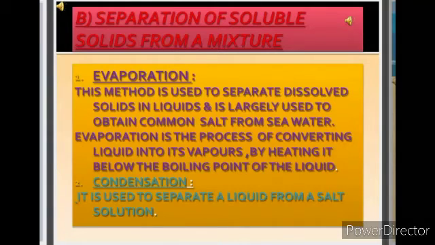So actually what happens in this process is that below the boiling point, if we talk about salt and water, that water is heated below its boiling point so that it converts into vapor, and that vapor settles down on a certain surface placed above it. So in this way salt and water get separated. Next process is condensation. This process is used to separate a liquid from a salt solution. If suppose any liquid is added in a salt solution, then it can be separated by the process of condensation.